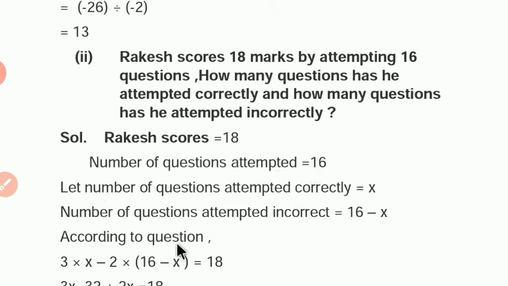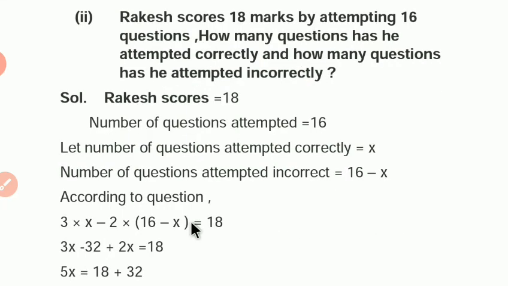So let the number of questions attempted correctly, which we have to find, be x. So the number of questions attempted incorrectly, it will be how much? 16 minus x, because total number of questions are 16 and out of 16 he has attempted correctly x. So incorrectly will be 16 minus x. Now we have to write according to the question.